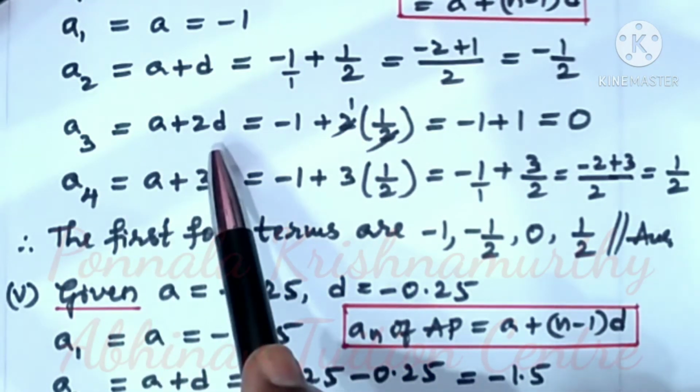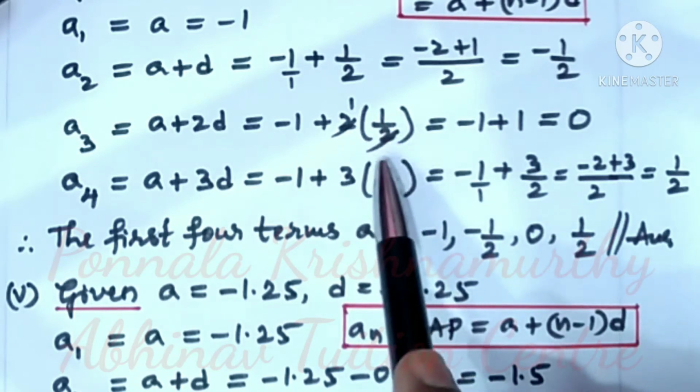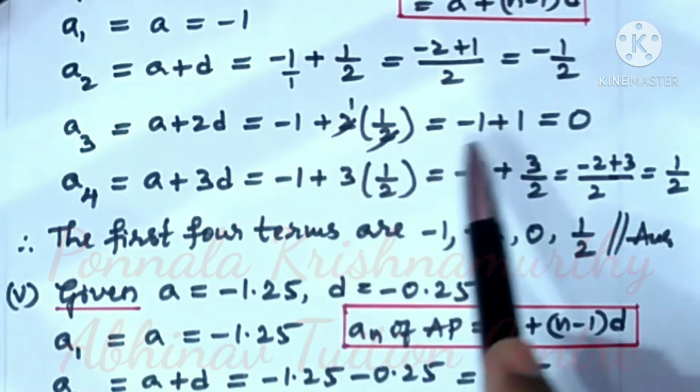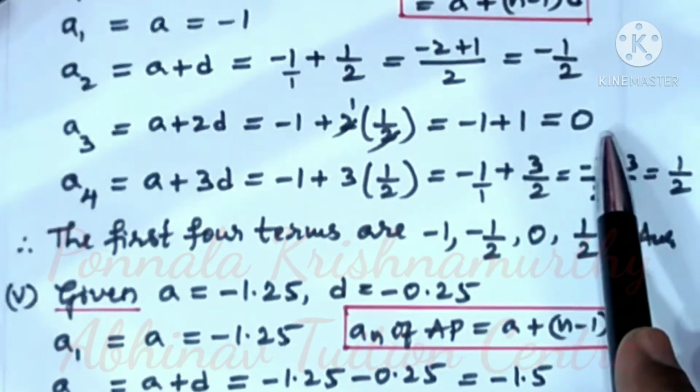a3 is equal to a plus 2d, that is equal to minus 1 plus 2 into 1 by 2. Here 2 and 2 are cancelled. Then minus 1 plus 1 into 1, 1. Minus 1 plus 1, 0.